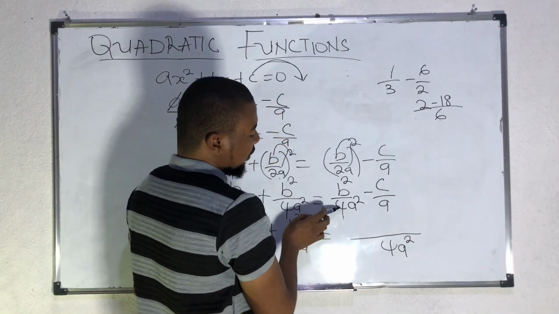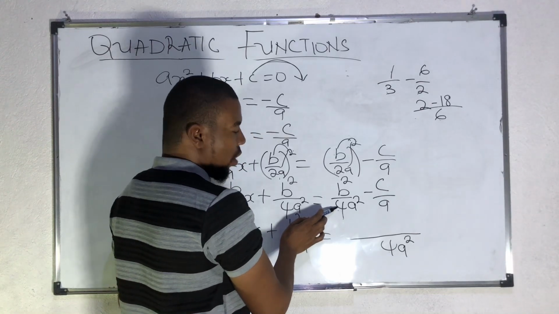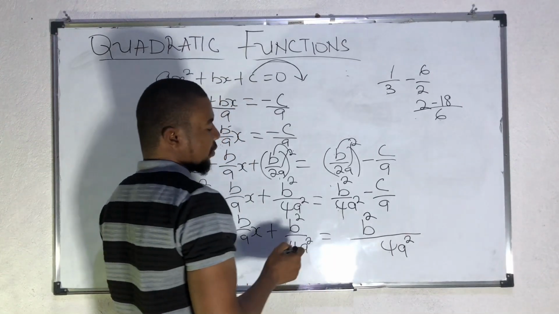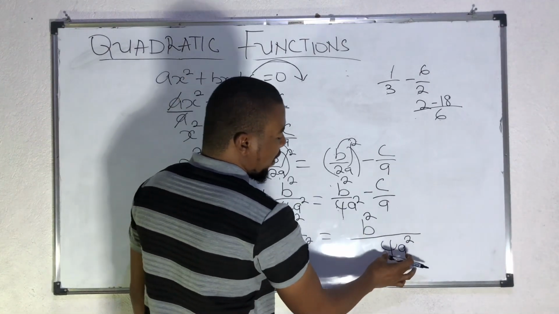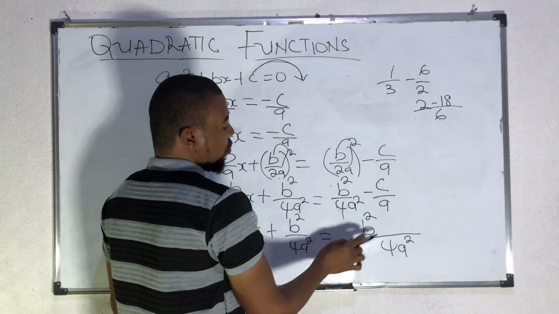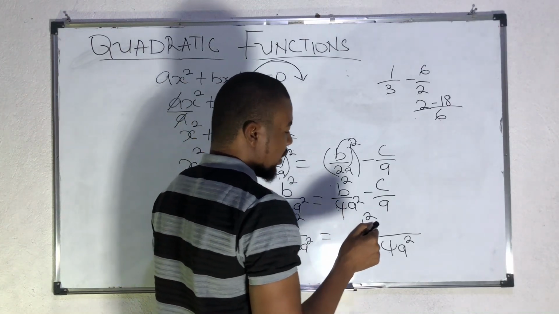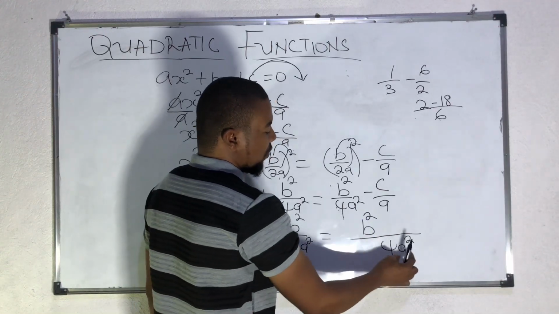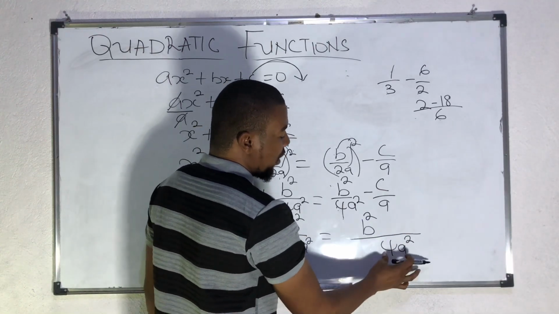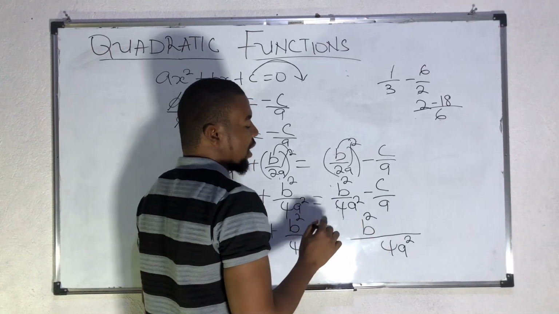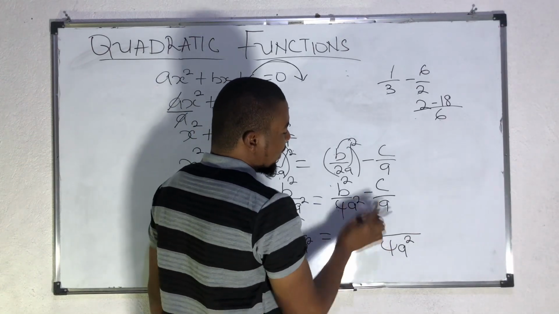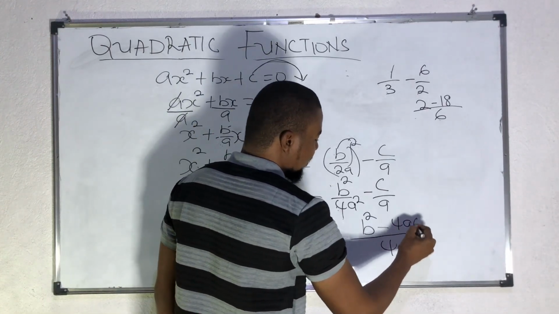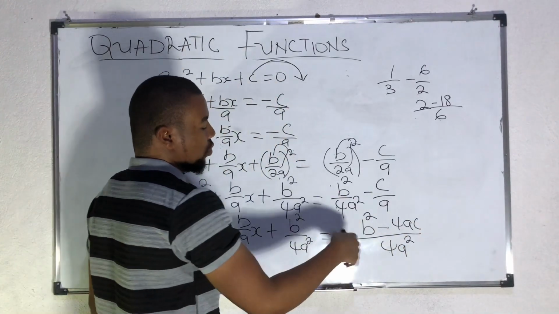4a squared divided by 4a squared is a 1. 1 times b squared is b squared. Next up, 4a squared divided by a will give us 4a. You have 2 of the a, if you remove 1 from them, you're going to be left with 1. So 4a squared divided by a will give you 4a. Now 4a times negative c will give you minus 4ac. I believe you understood what I did here.